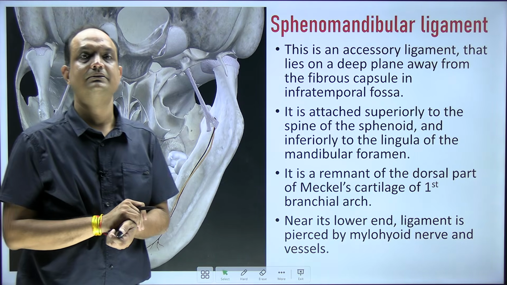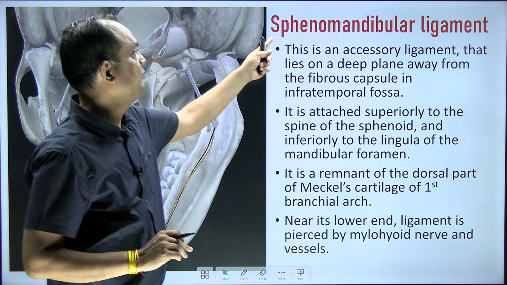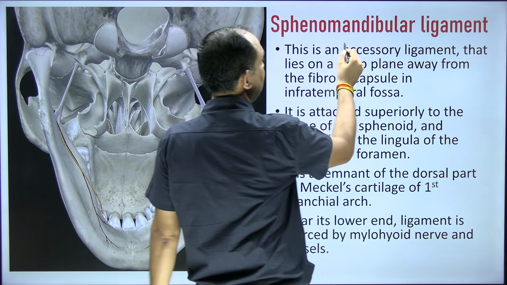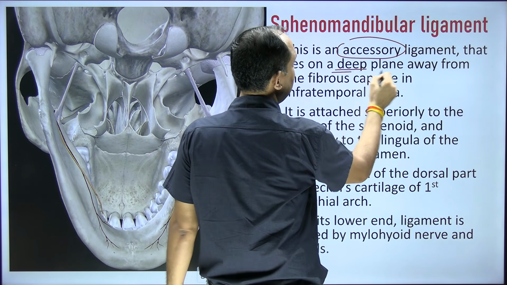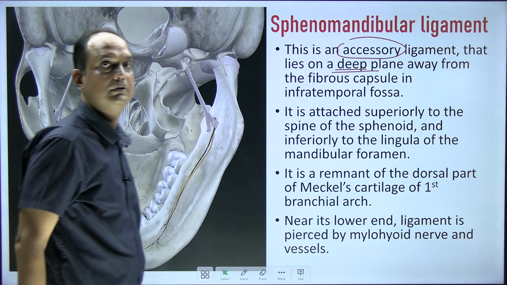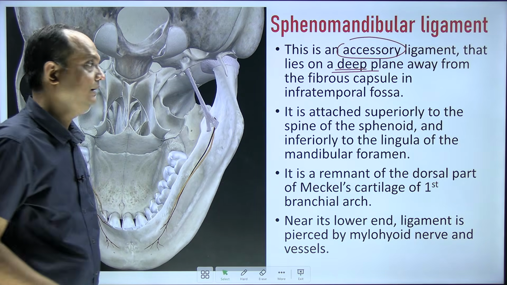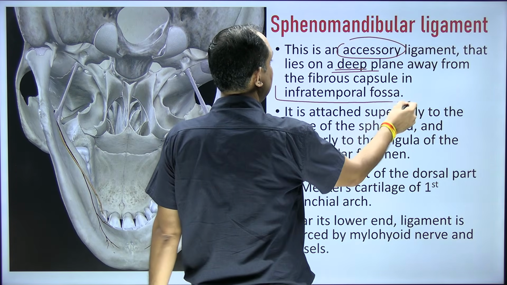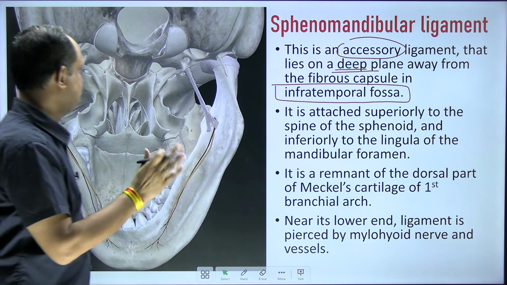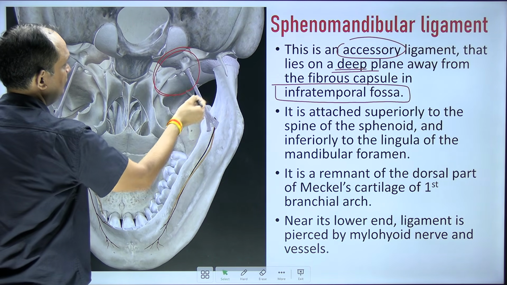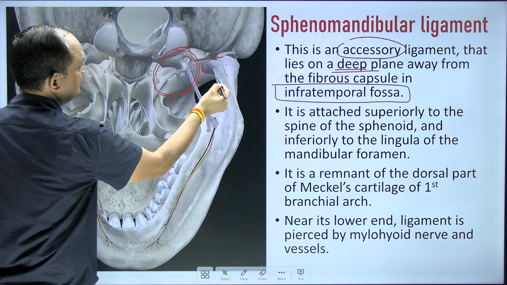Then the next supporting ligament is the sphenomandibular ligament. Now this is again an accessory ligament, and it lies in a very deep plane away from the joint of the temporomandibular area, but it is seen in the infratemporal fossa. When you see from below, this region is known as the infratemporal fossa, which lies on the inner side of this joint.